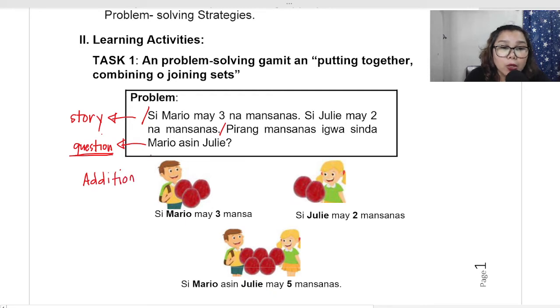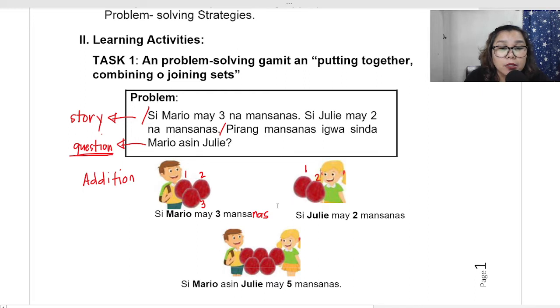Below the problem is an illustration. Here, Mario has 3 apples. It is a bit enlarged, but the actual size of an apple should be smaller. There are 1, 2, 3. This is the number of apples of Mario. And then Julie has 2 apples. This is the number of apples Julie has.